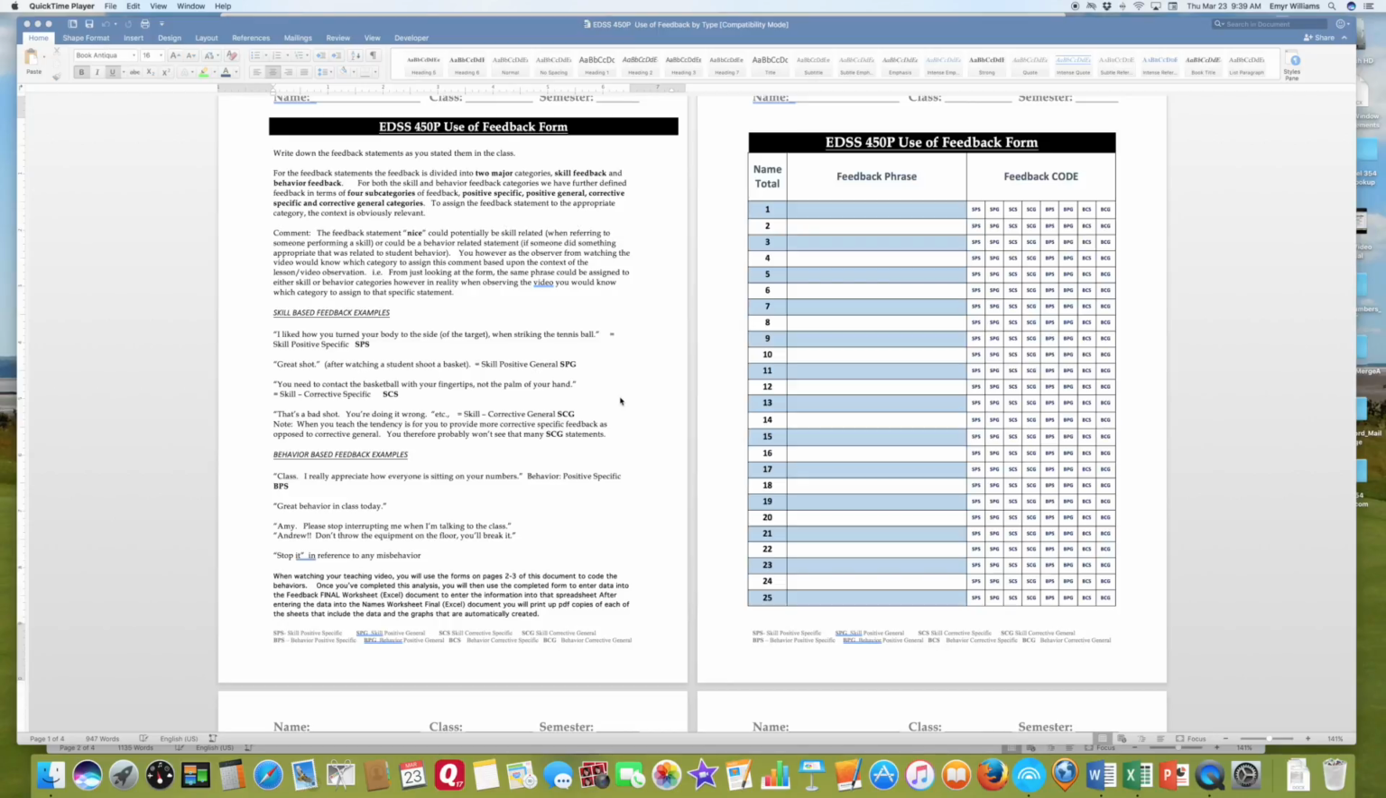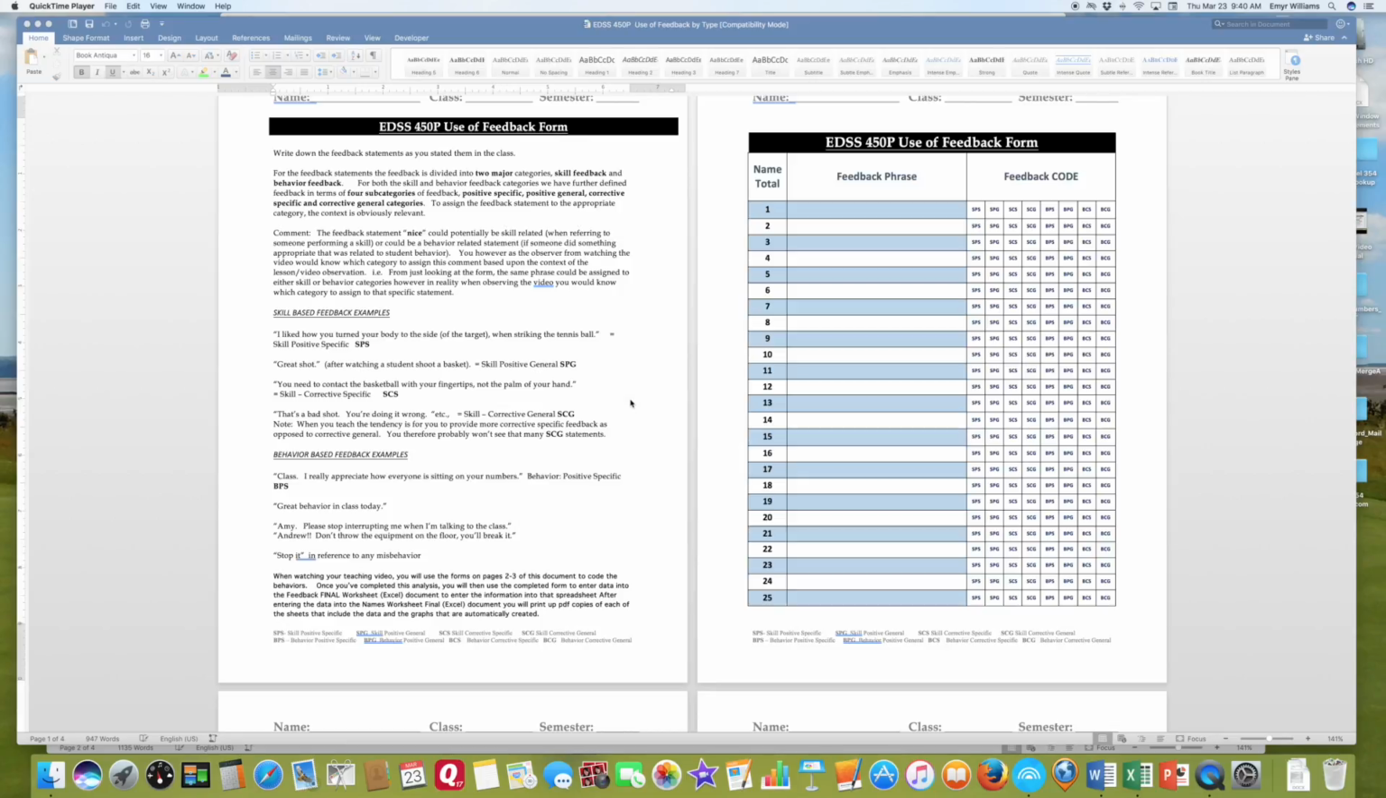So I'm looking at the skill-based feedback examples. Having a statement like, I like how you turned your body to the side when striking the tennis ball, that would be a positive specific skill feedback statement. If I just said great shot, that's positive general skill. If I said you need to contact the basketball with your fingertips, not the palm of your hand, that's a corrective specific. Sometimes you might say that's a bad shot or you're doing it wrong, then that would be a corrective general.